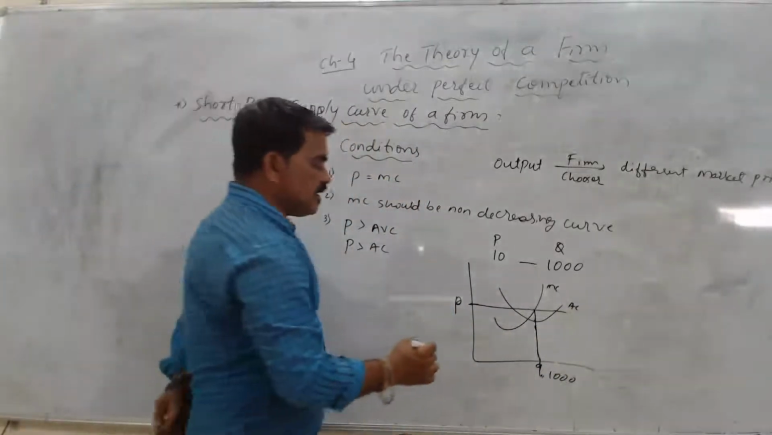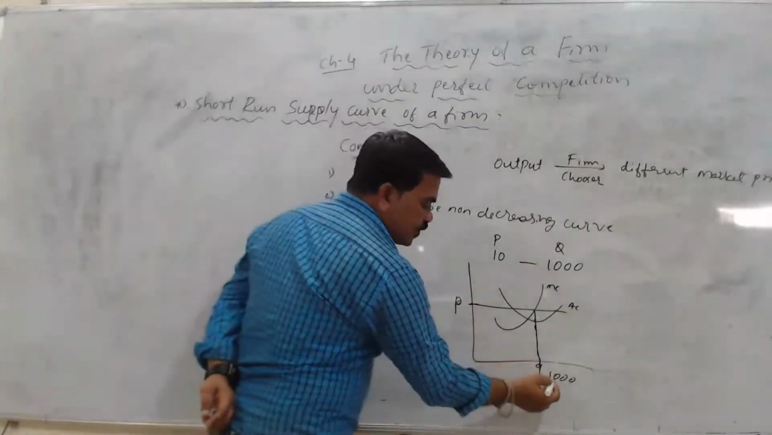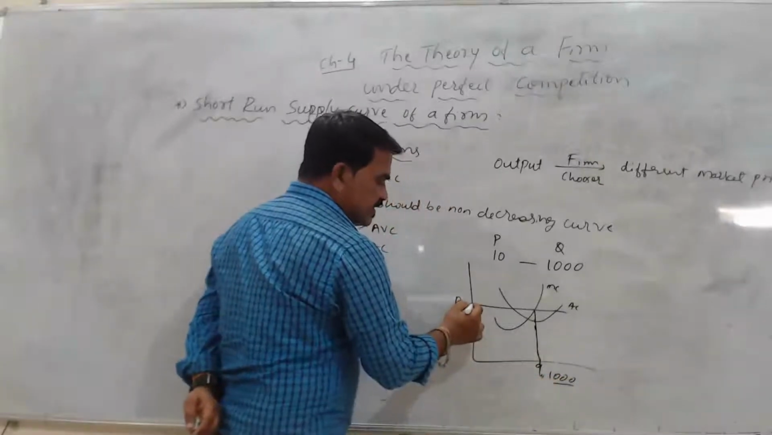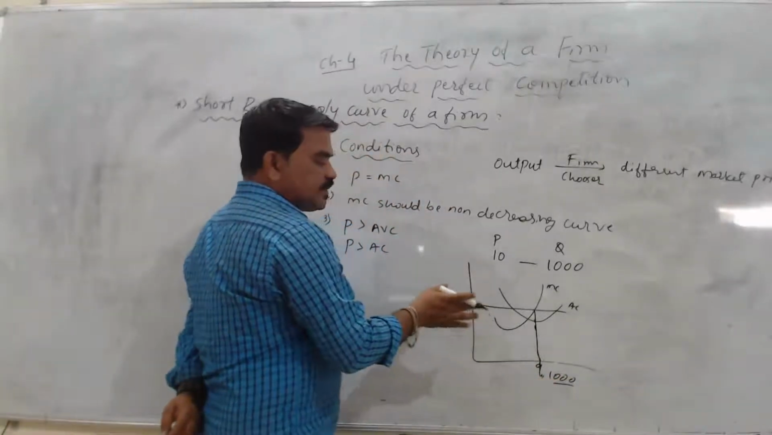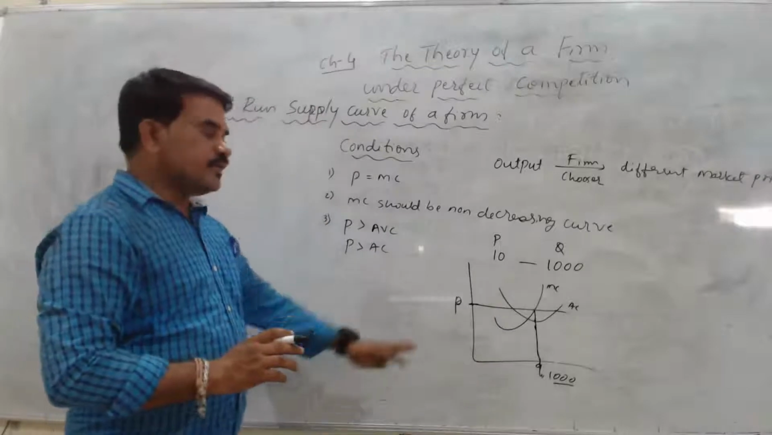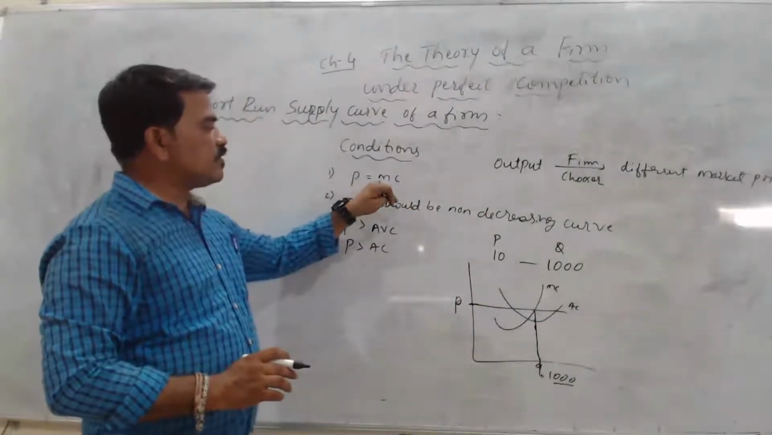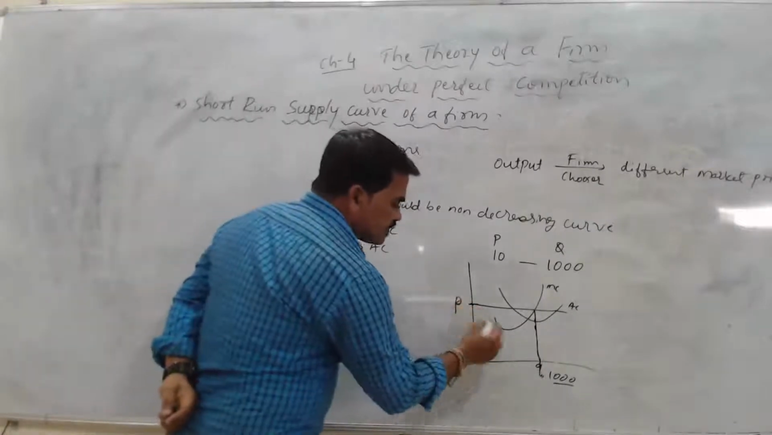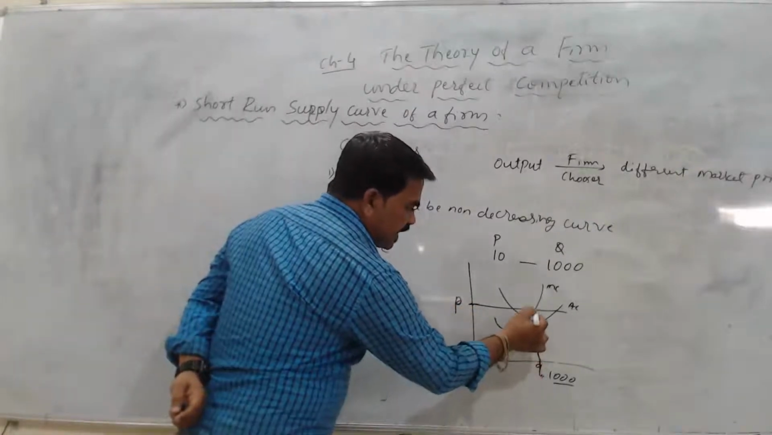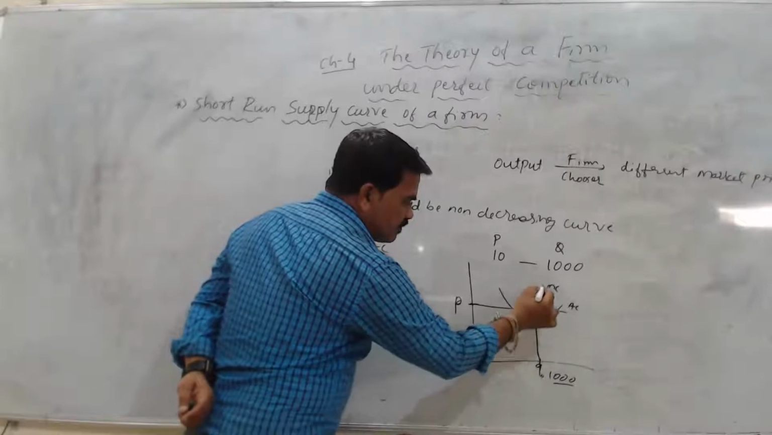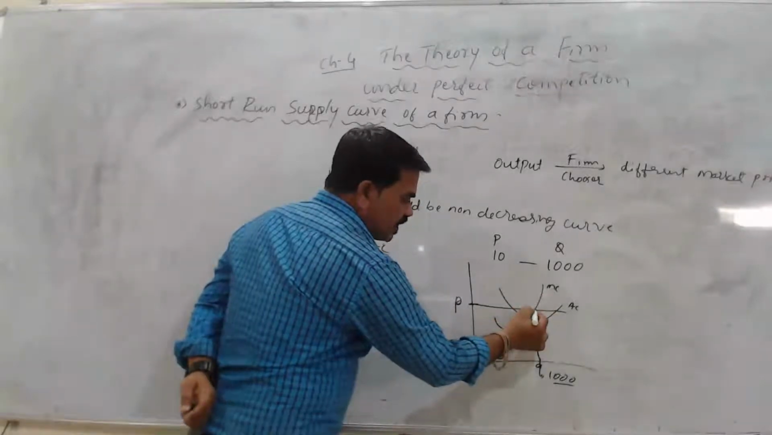Now, the firm decided to produce 1000 units at this price because it is making maximum profit here. We will check now whether it is true or not. First condition is price should be equal to marginal cost. Here, if you see, at this quantity my price is equal to my marginal cost.